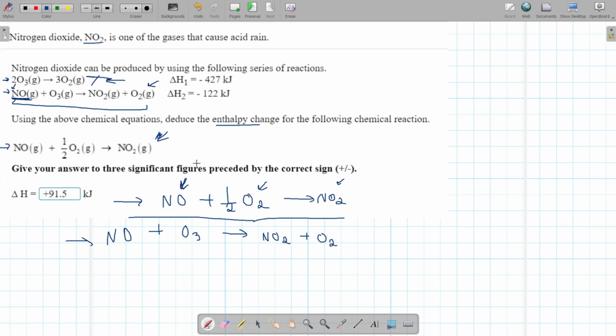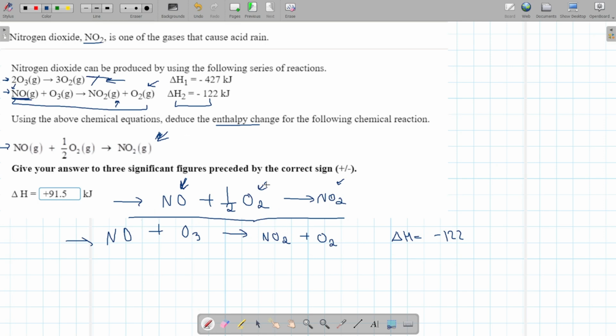This method is very important. You have to memorize it. You have to use this method. What is this negative 122? It's just the energy of that reaction. What's next is NO2. But didn't we just take NO2 from this equation? This equation actually gave us both the NO and the NO2. You see? So we're getting there, right?